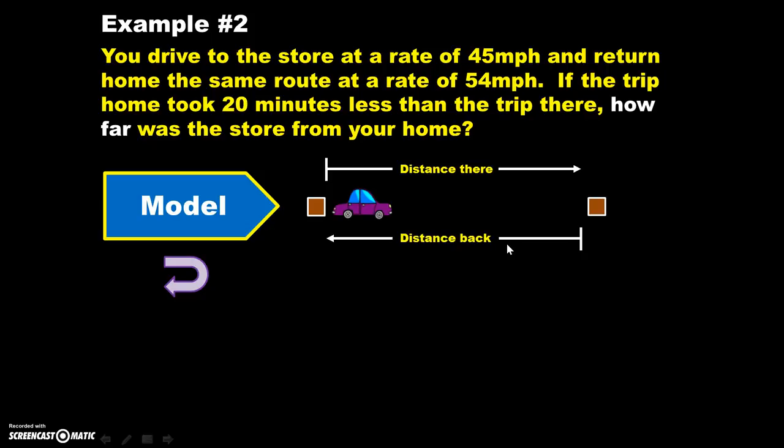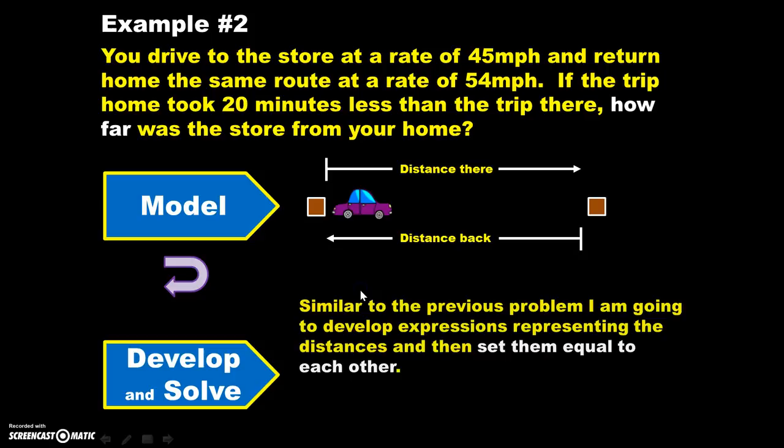Now that's very important for us to recognize because if the distance there is the same as the distance back, we're going to be able to make an equation setting both of the distances equal to each other. Similar to the same direction problems that we did, we're going to develop some expressions for the distances, and then we can set the distances equal to each other. The reason I can set the distances equal is because the route there and the route back were the same, and same means equal.